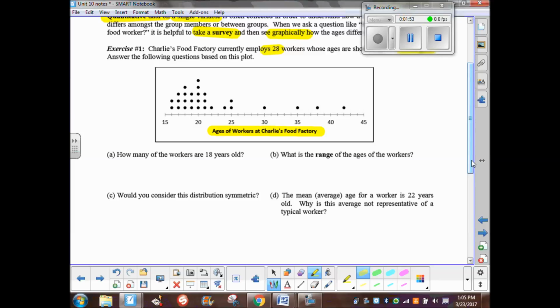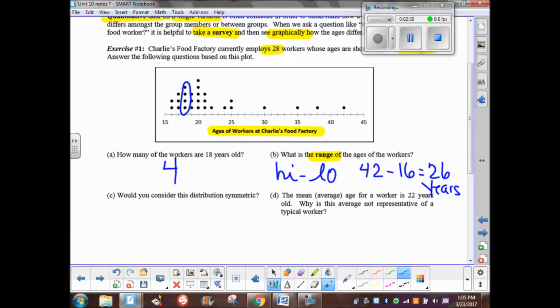So how many of the workers are 18 years old? So I'm looking at my scale, 15, 16, 17, 18. There are 4 workers there. Then it says, what is the range of those workers? So the range is the high minus the low. So the oldest person is 42, minus the youngest person is 16, and we end up with a range of 26 years.